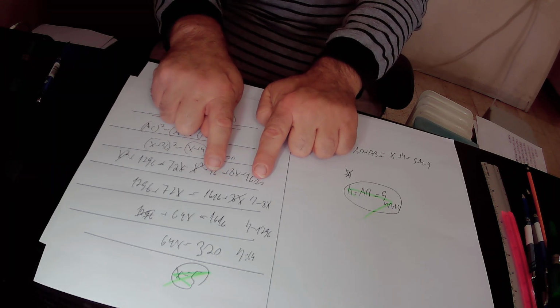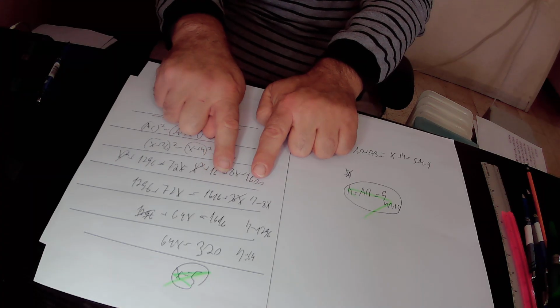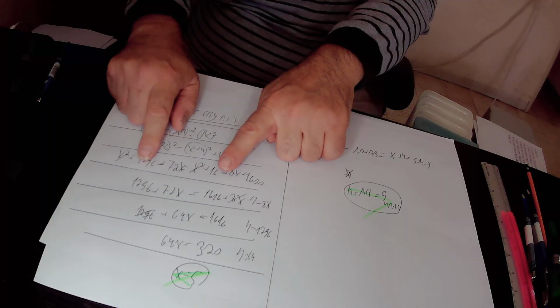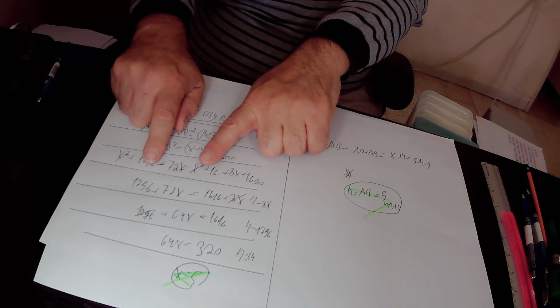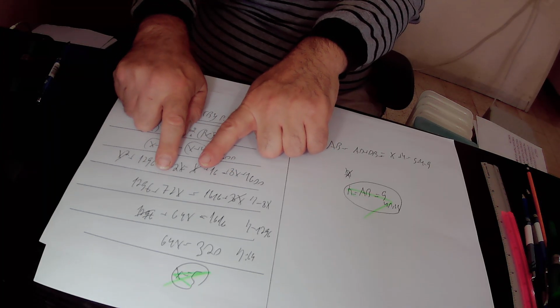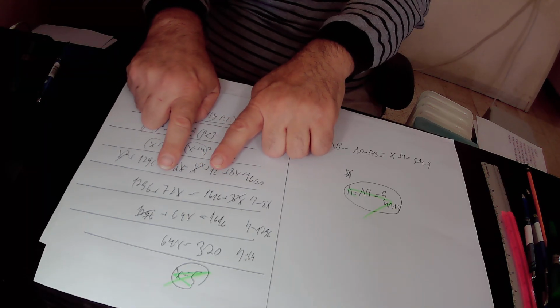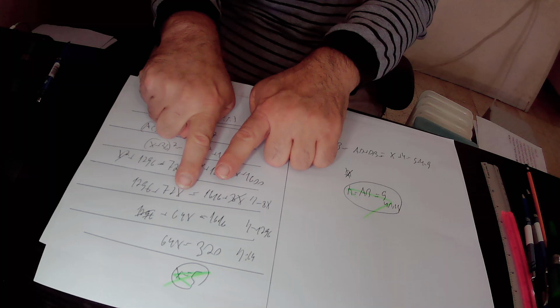Here we subtract 8x from both sides of the equation. So on one side the 8x gets cancelled and we are left only with 1616, while on the other side we have 1296 and 72x minus 8x is 64x. So in total we found that 1296 plus 64x equals 1616.